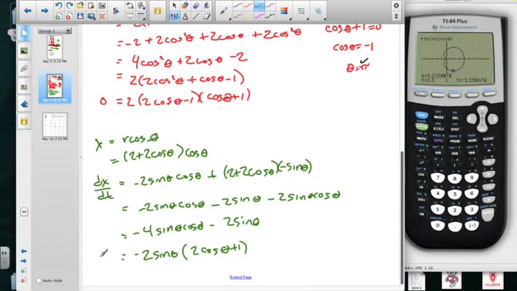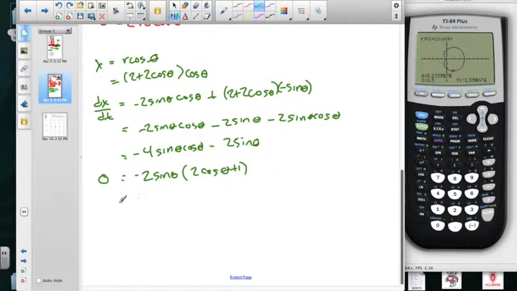And we're wondering where that is equal to 0. This being the denominator of the parametric, that's going to be our undefined tangencies, or our vertical tangencies. So minus 2 sine theta equals 0 gives us sine theta equal to 0. And 2 cosine theta plus 1 equals 0 is going to give us a cosine theta equal to negative 1/2.